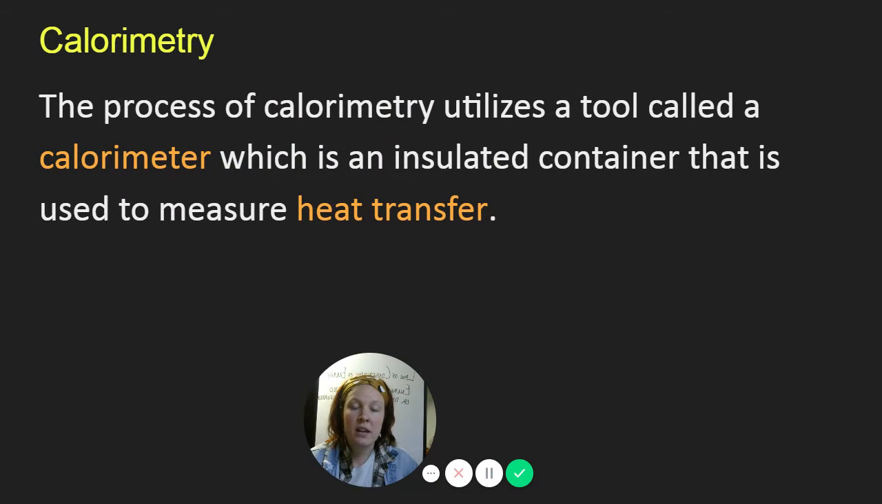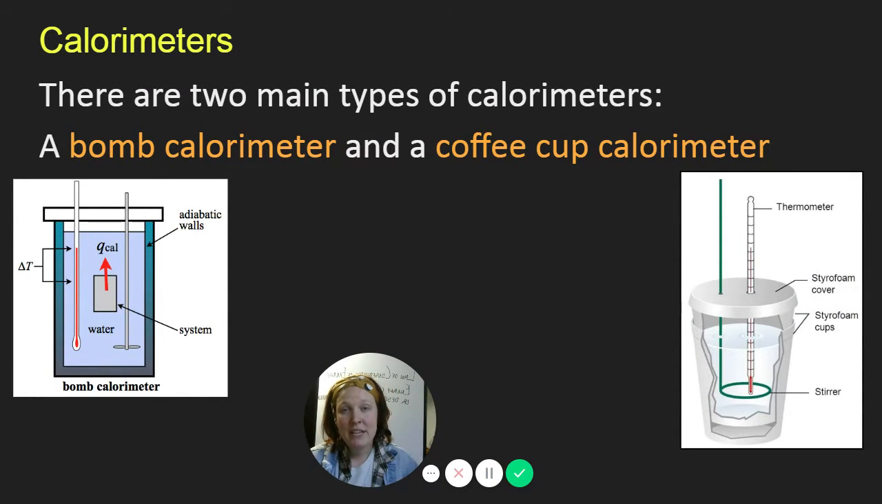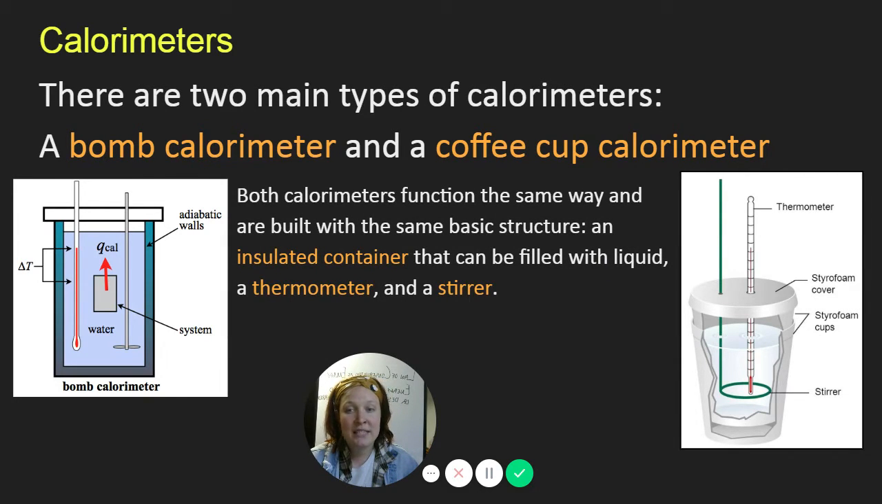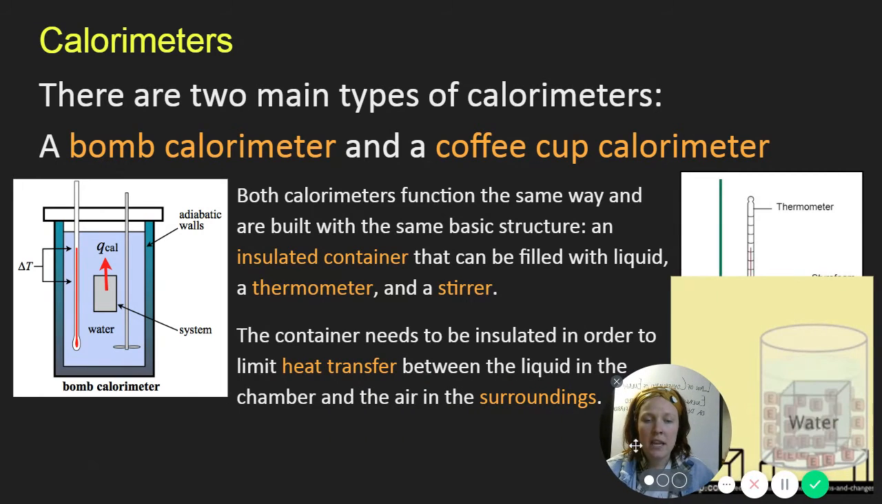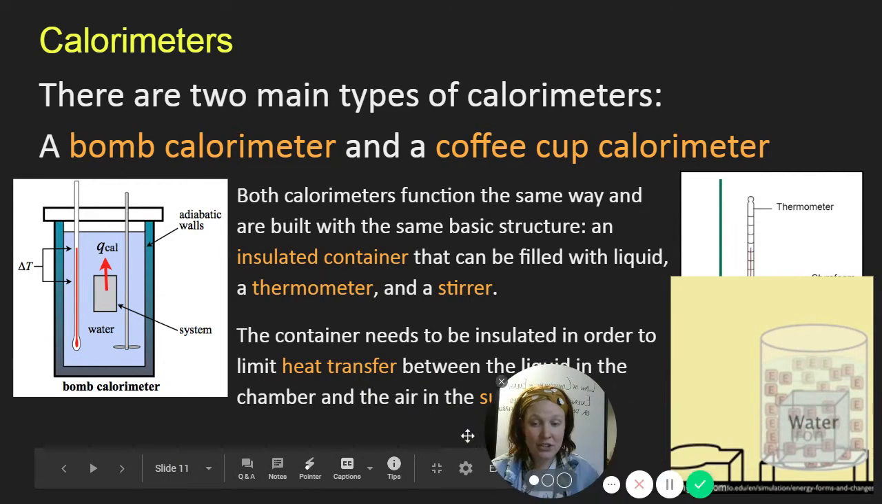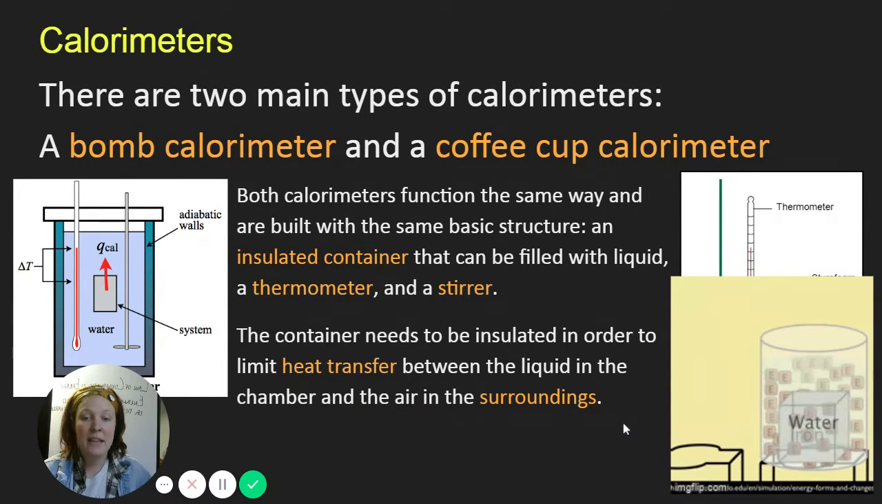The process of calorimetry utilizes a tool called a calorimeter, which is an insulated container that is used to measure heat transfer. There are two types of calorimeters. There's a bomb calorimeter and a coffee cup calorimeter. Both of these calorimeters function the same way and are built with the same basic structure. They both have insulated containers that can be filled with liquid. They contain a thermometer and a stirrer. The container does need to be insulated, though, in order to limit heat transfer between the liquid in the chamber and the air in the surroundings.